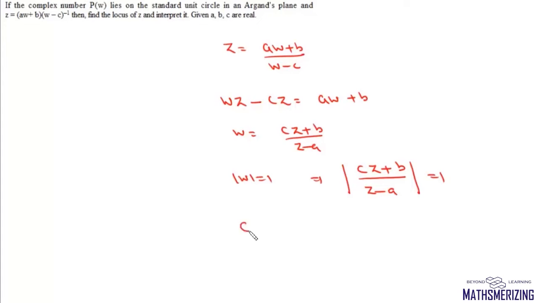Now if C is plus or minus 1, then the locus of Z is a straight line. And if C is unequal to plus or minus 1, then the locus of Z will be a circle.